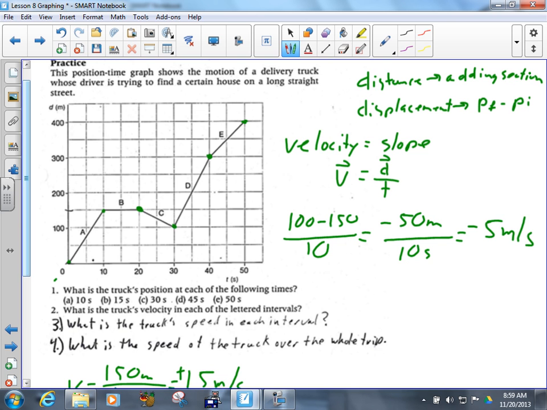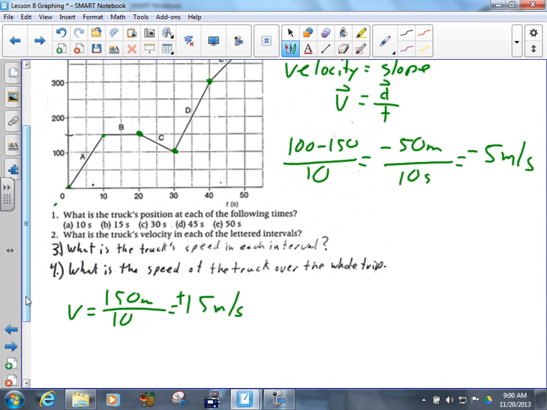MJ? For D? Because that's the initial position. It was at 100 meters at the start of D, and it ended D at 300 meters. Yeah? All right, questions on number 2?